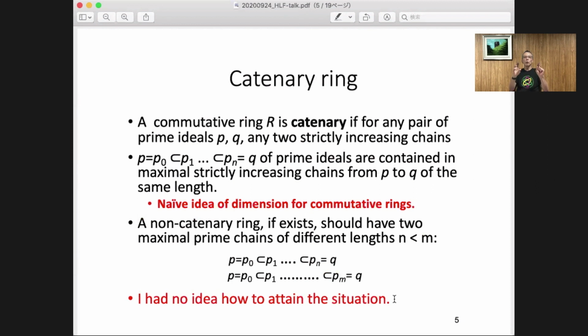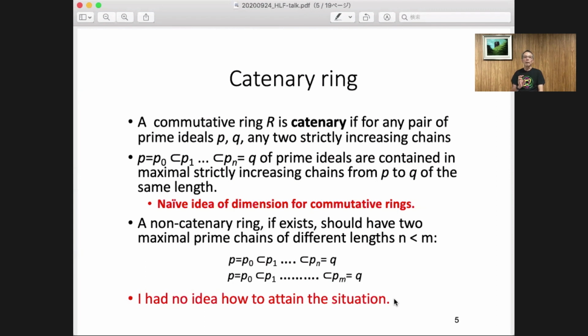So if P is contained in Q, and there may be something else, if there is, you just put it in and make the chain longer. So it says that every chain of prime ideals can be put in a maximal strictly increasing chain of the same length. Length means counting the number of inclusions. If this holds, there is a sort of naive idea of dimension, like a point is contained in a curve, contained in a surface, contained in a threefold. So this way, it naively gives the idea of dimension.